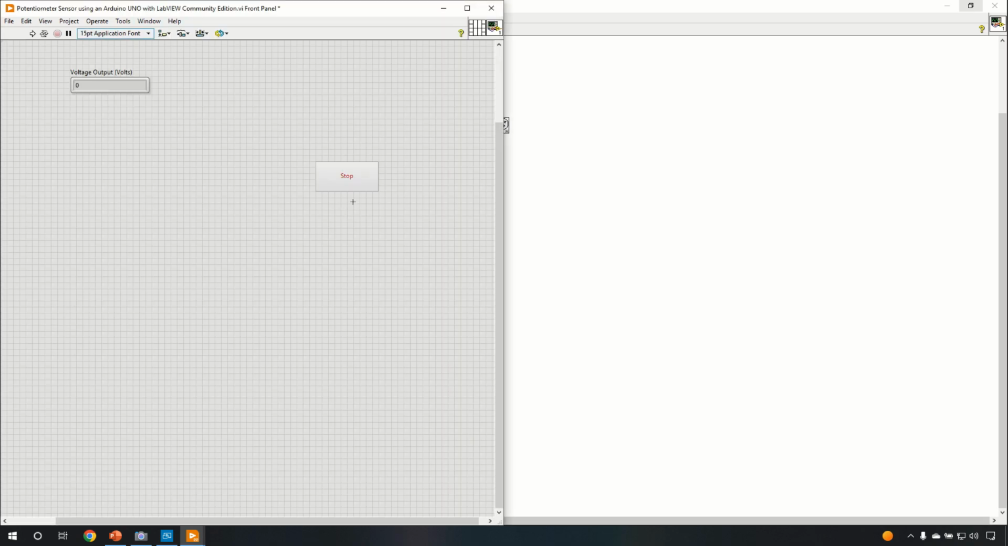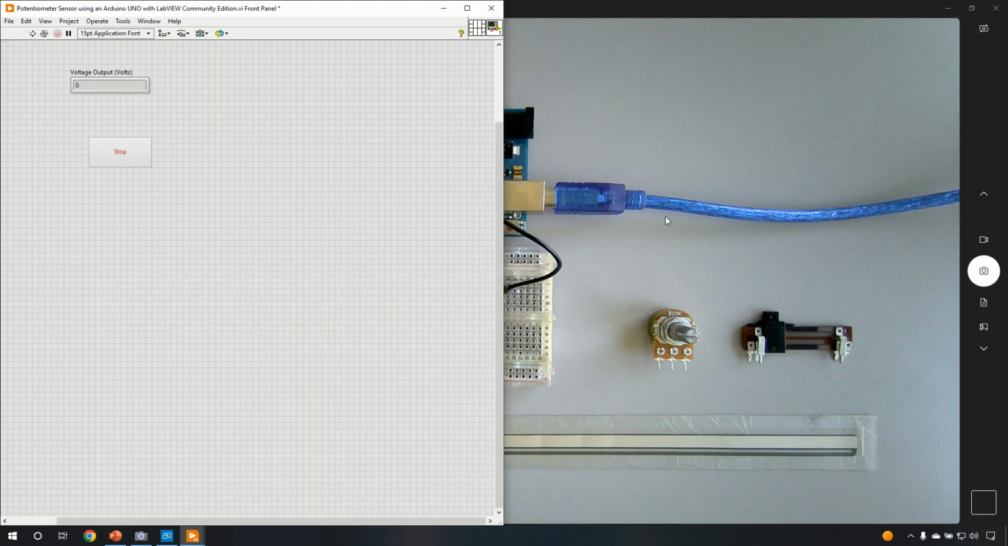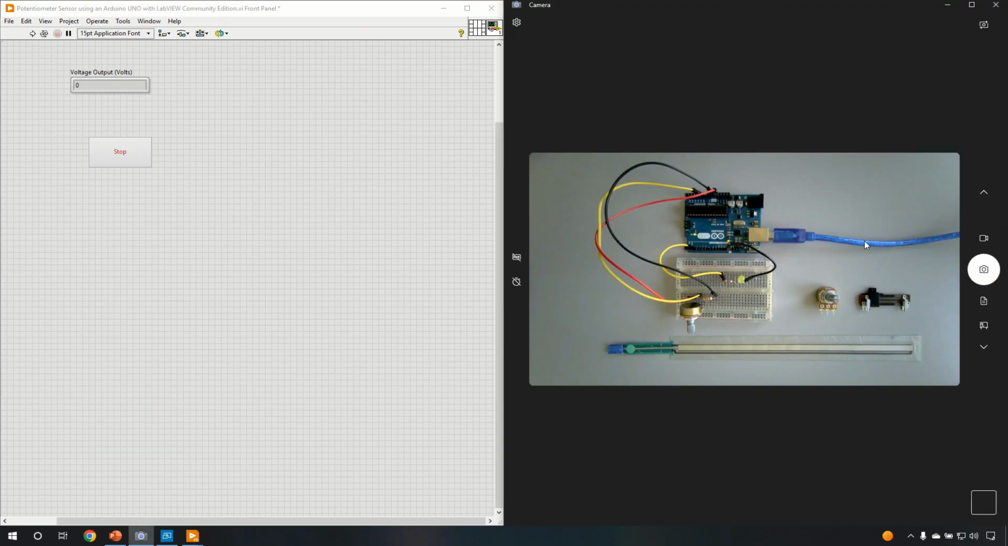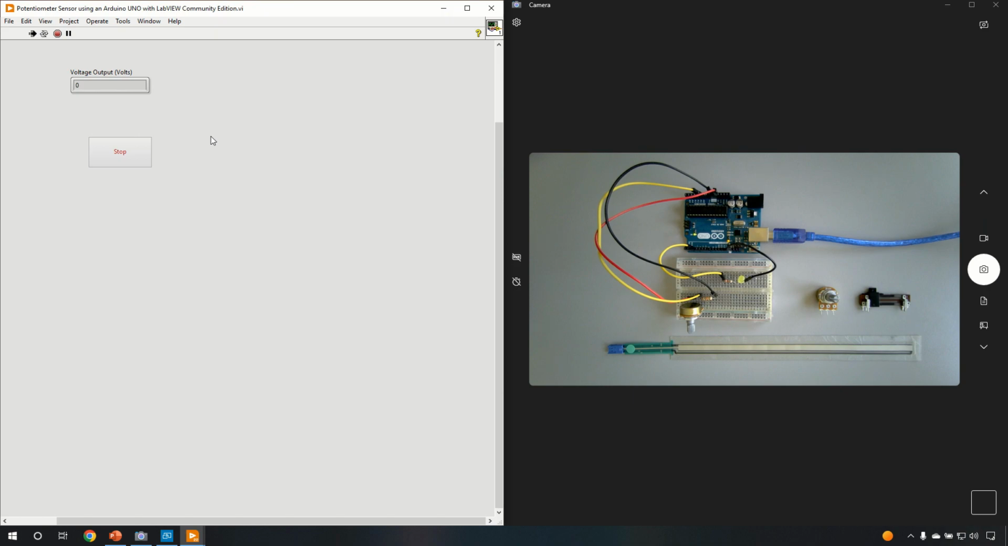Perfect. So let us go ahead and try to run our code to see what will happen. So let us put our circuit on one side and our circuit on the other side. So this is our front panel. Let's run it. As you can see now, what we are reading is 0.92 volts. And let us try to rotate our potentiometer. As you can see, as I rotate now clockwise, the voltage is increasing until it reaches 4.99 volts.